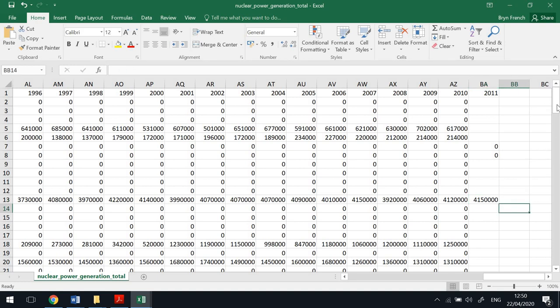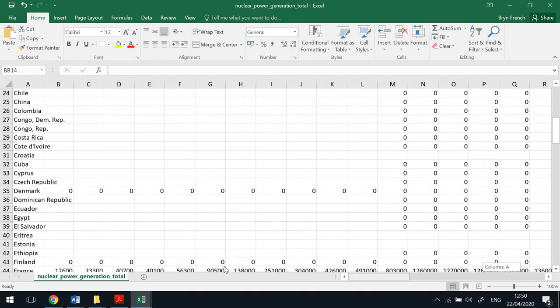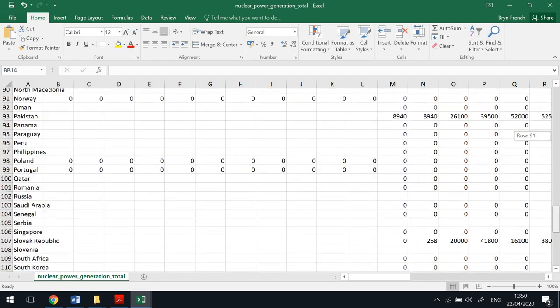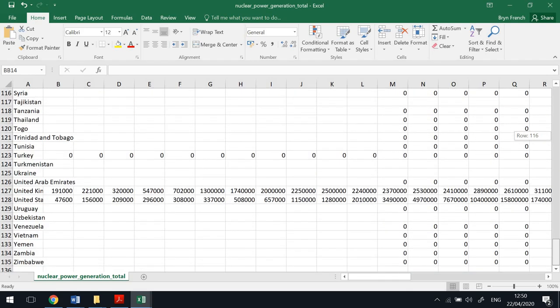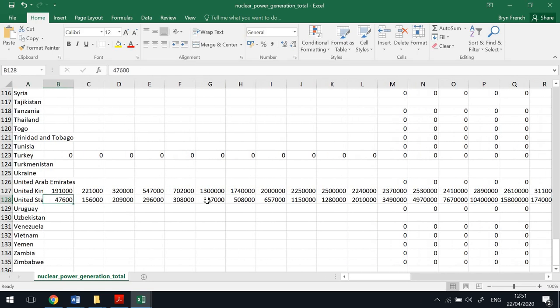Then let's have a look at another country. So Belgium, a European country, quite small. I think I've seen some quite big numbers for the United States. So let's have a look at them. It's a bigger country, larger population, and they started producing energy before.